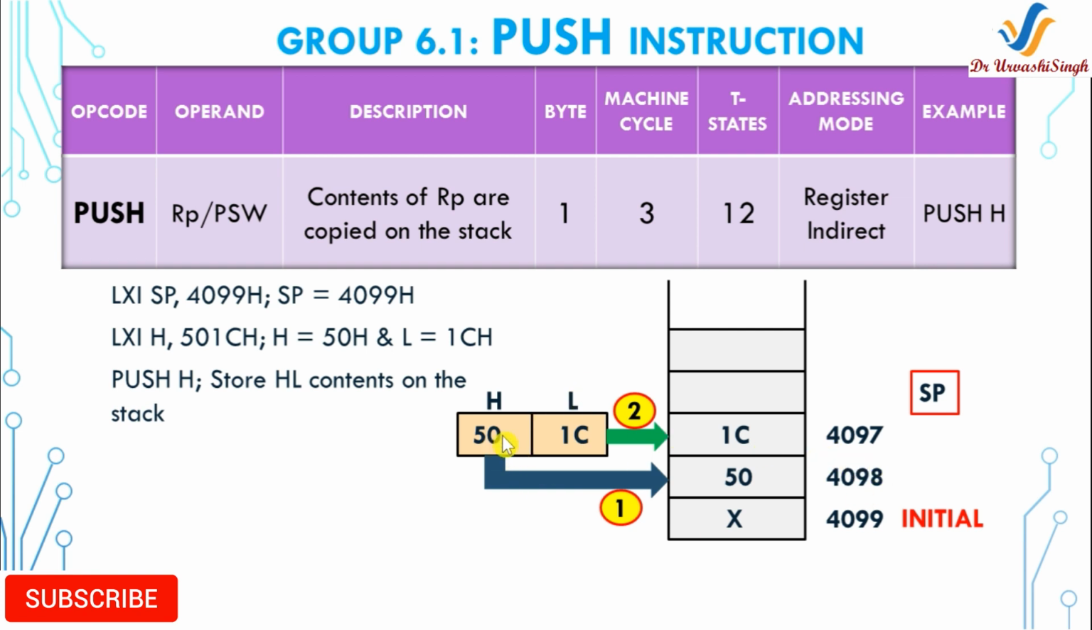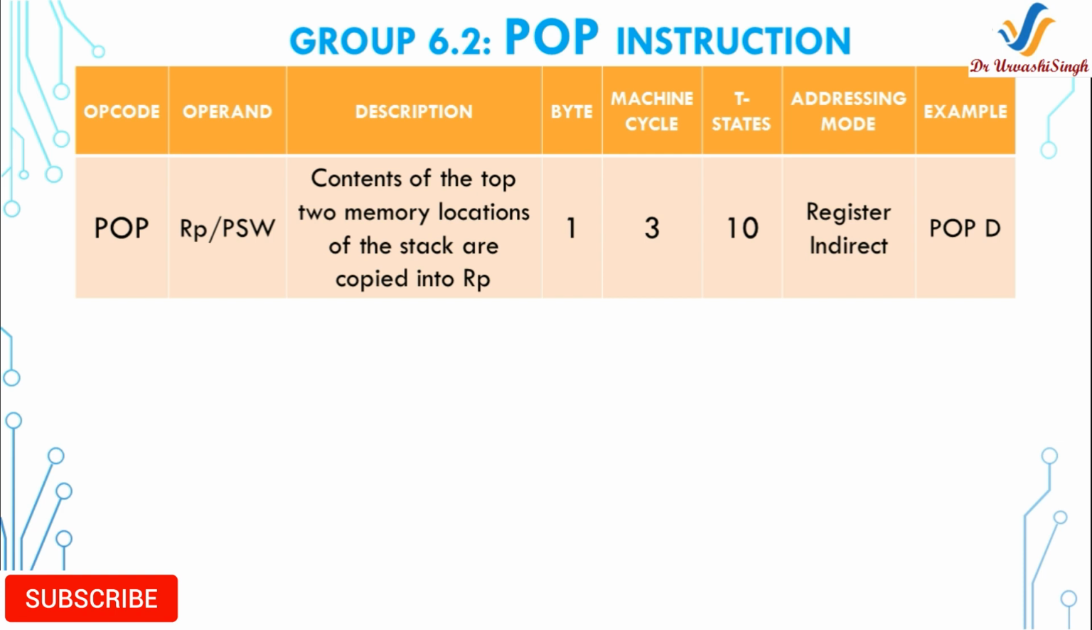So in this way, the contents of the HL register pair are pushed into the stack memory, and the final value of the stack pointer is 4097, and thus the push operation is accomplished. Next is the pop instruction. The pop instruction is performed just in the reverse manner as the push instruction. Operands are the same, register pair or PSW. Now the contents of the top two memory locations of the stack are copied into the register pair or PSW.